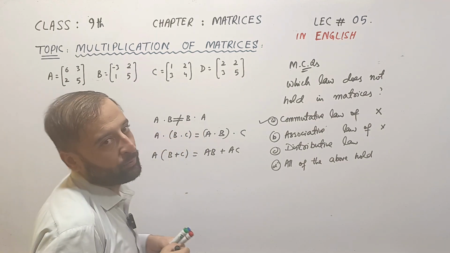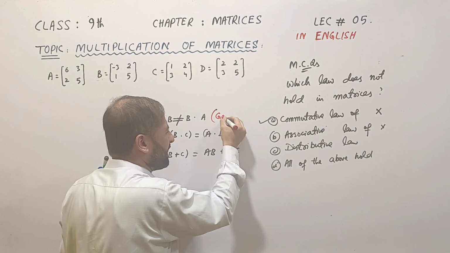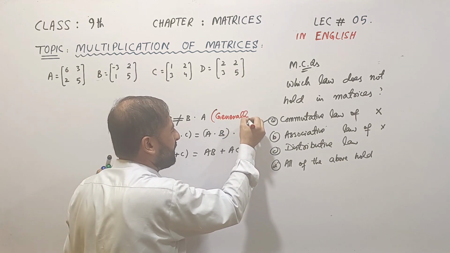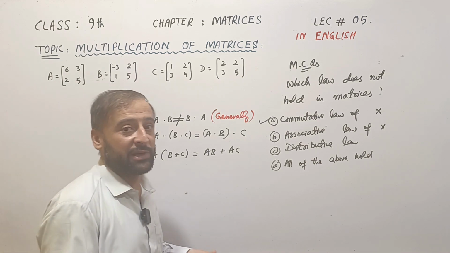AB is not equal to BA. But we say generally it is not equal. What does it mean, generally? It will be discussed in a short while. But a law is a thing which always holds.